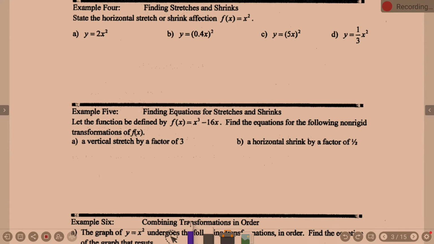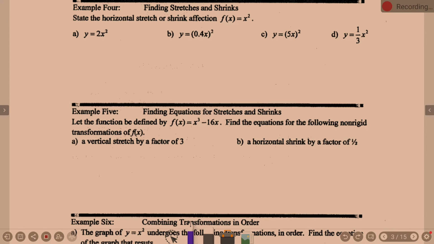We are picking back up in lesson 1.6. And in lesson 1.6, we were talking about all of our transformations. On Friday, we had looked at our translations, our left, right, up, down, and we had looked at our reflections across the x-axis, y-axis, and through the origin. And now we're ready to look at stretches and shrinks.